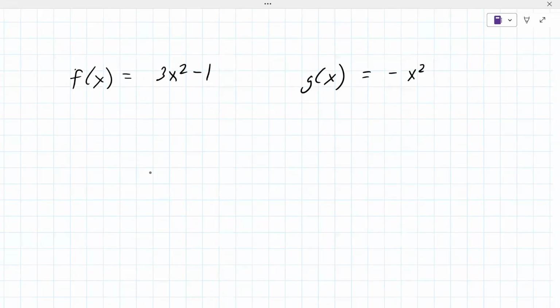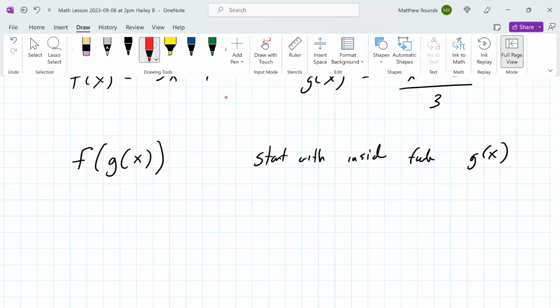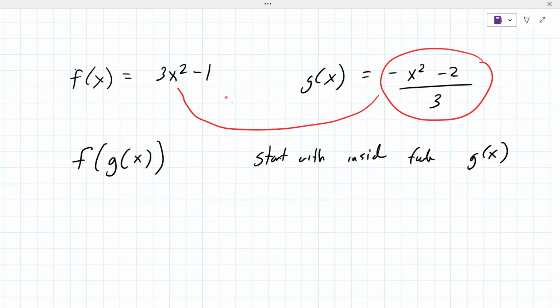All right. So let me give you two functions here. Let's say f of x equals 3x squared minus 1, and g of x equals negative x squared minus 2 over 3, like that. And let's say I ask you to find f of g of x. So what this means is you start with the inside function, g of x, and you take that g of x and you put it wherever you see an x in the other function.